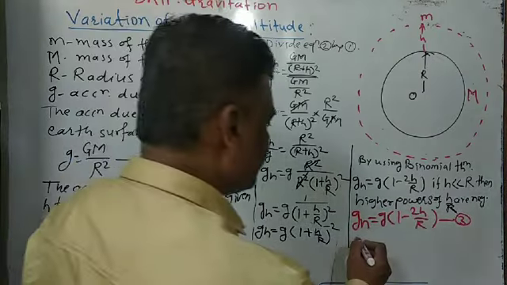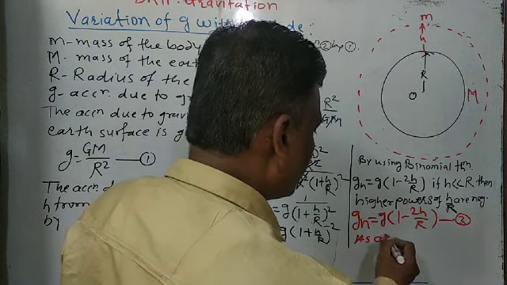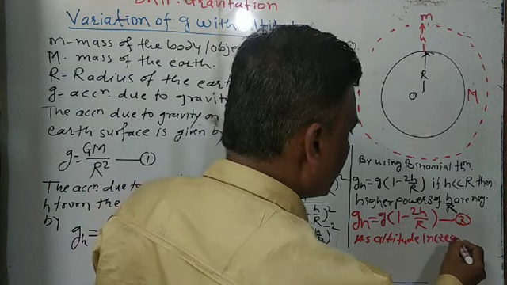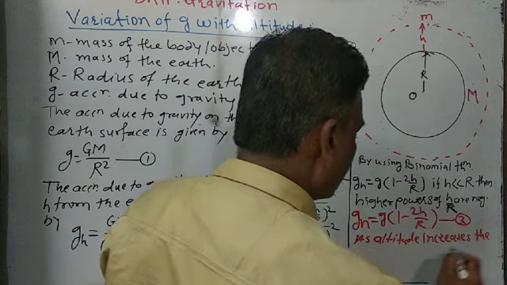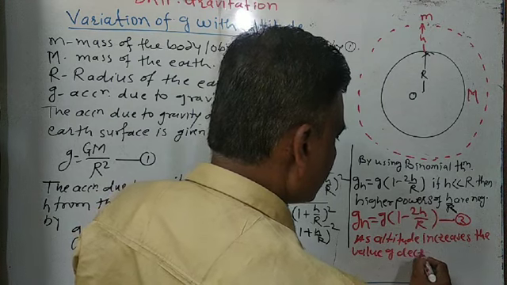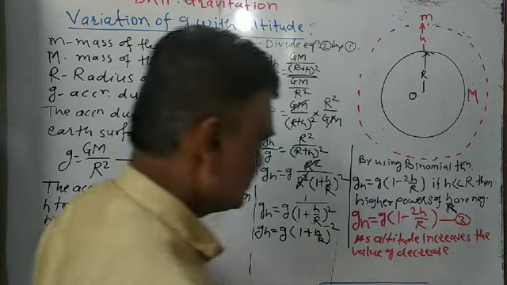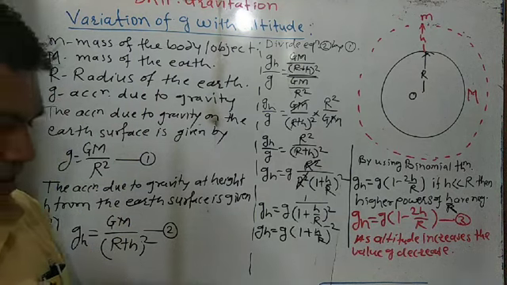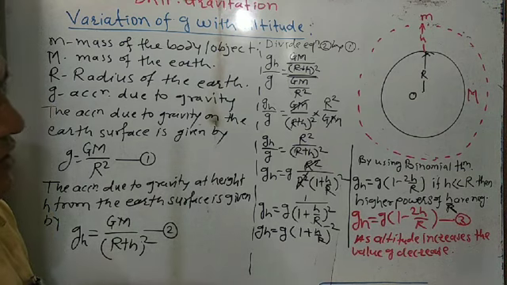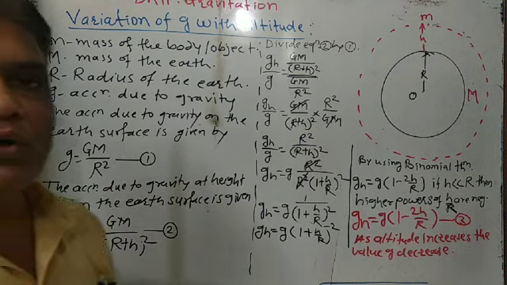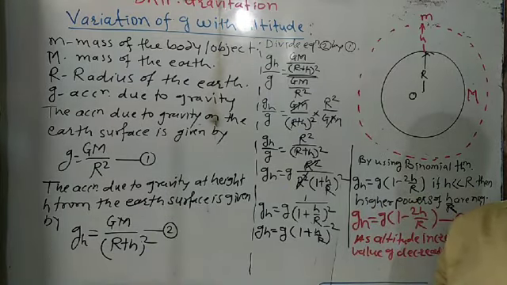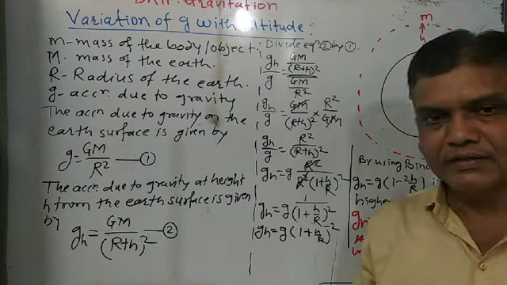So as altitude increases, the value of g decreases. So this is the complete explanation of variation of g with altitude. From equation number 3, it is clear that as we go away from the earth's surface, the value of g goes on decreasing. Okay, thank you.